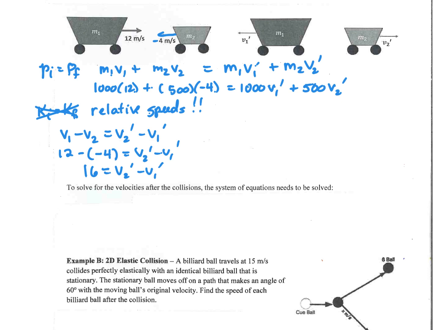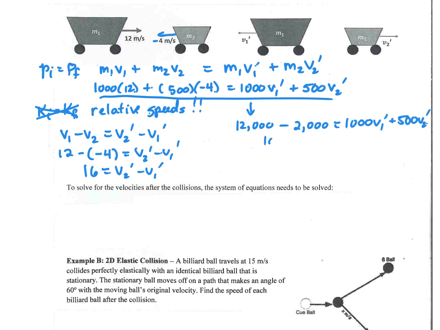So here we go. Let's work this out. So let's take this and bring it down here, and then we'll have a system of equations. So here we go. 1,000 times 12 is 12,000, minus 500 times 4 is minus 2,000, equals 1,000 v1 prime plus 500 v sub 2 prime. So this is 10,000 is equal to 1,000 v sub 1 prime plus 500 v sub 2 prime. Now, what's really cool is I can go ahead and divide this through by 500. So I'm going to divide everything through by 500 to make it smaller.